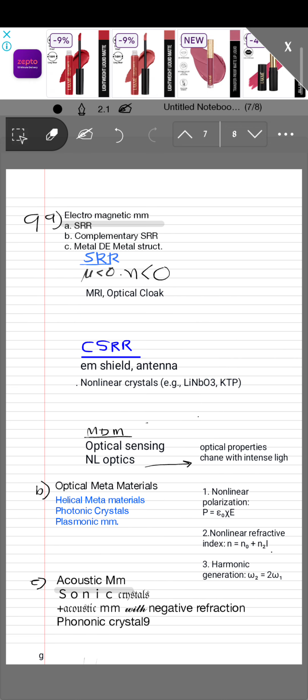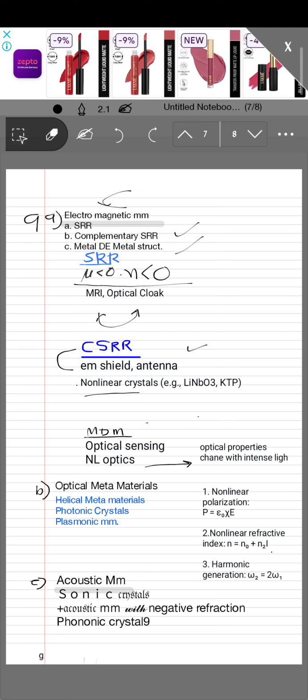Now there are different types of metamaterials. In terms of the electromagnetic aspect, we can have the single ring split ring resonator that we have just explained, which shows these sorts of properties and is used in MRI and optical clock systems. Then we have complementary SRR, then metal dielectric metal structure, and complementary SRR used in electromagnetic shields and antennas.